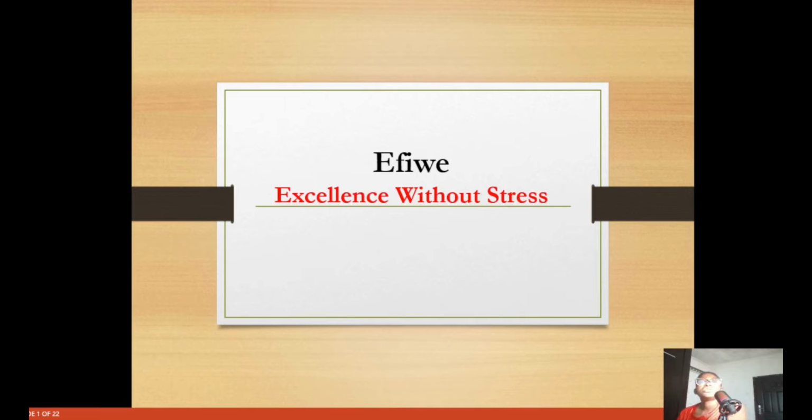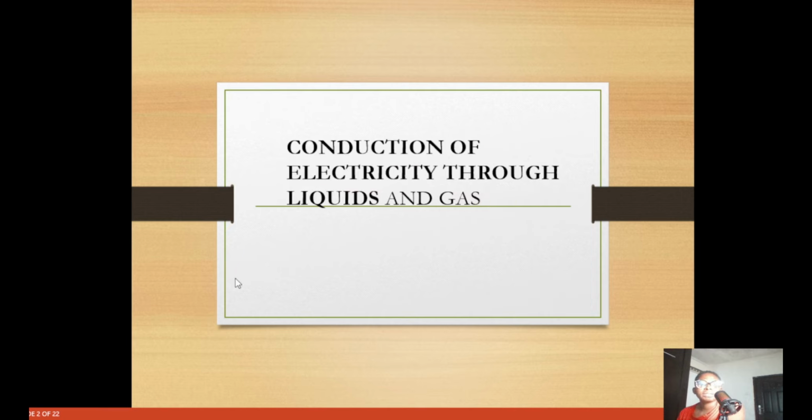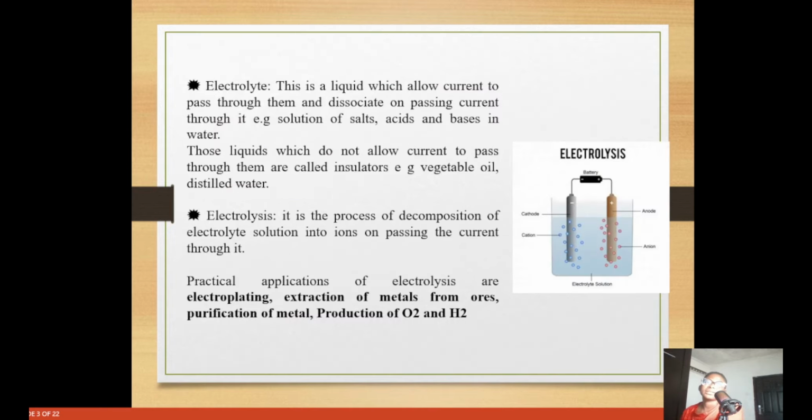Our journey continues today and our topic is conduction of electricity through liquids and gas. Conduction of electricity through liquids and gas. So what is an electrolyte?